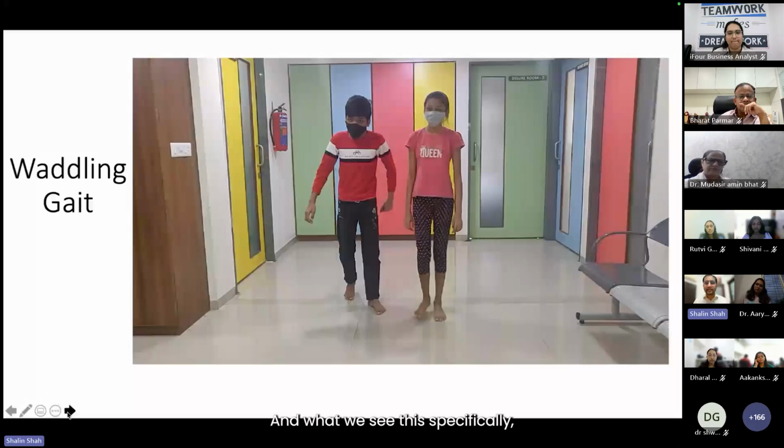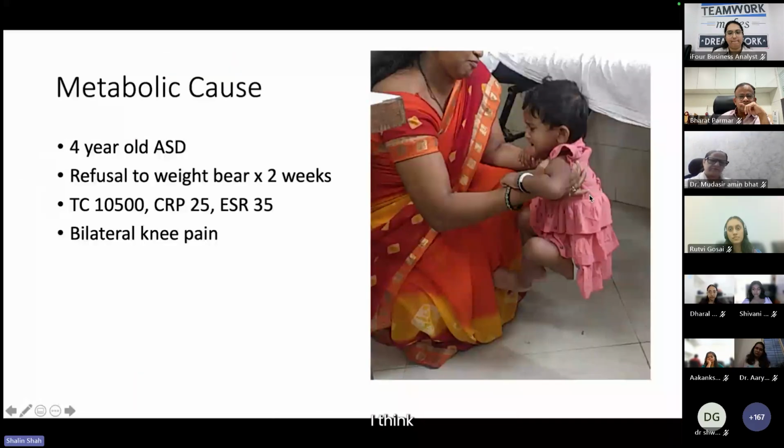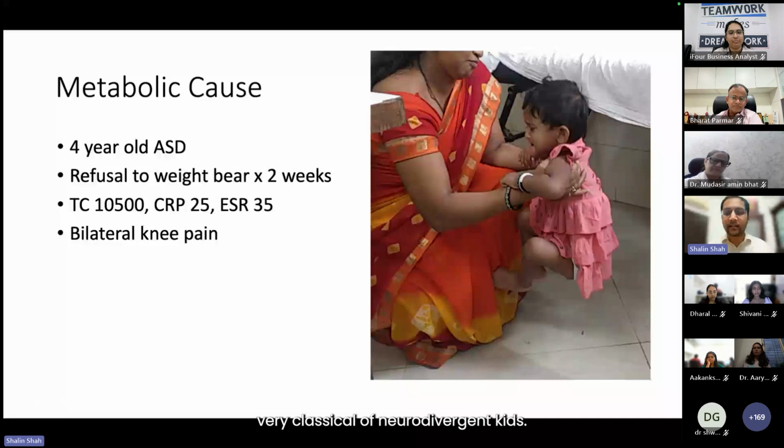And I think a lot of neurophysiotherapists are here today, and they might be seeing this. So this scurvy is very, very classical of neurodivergent kids. So autism spectrum disorder, kids who have cerebral palsy with speech delay and other cognitive affection as well. They have this, and especially autism spectrum disorder kids.